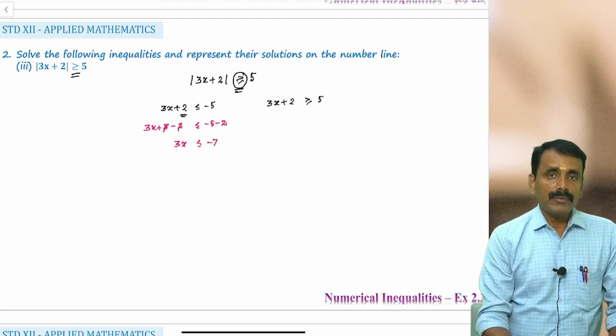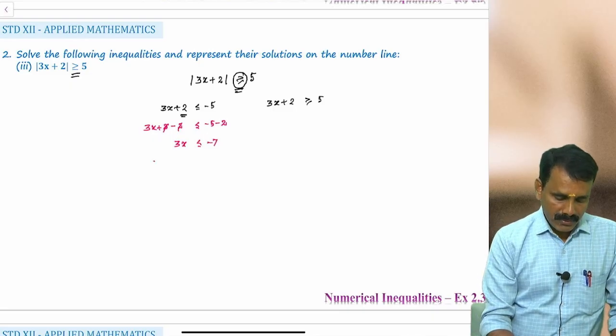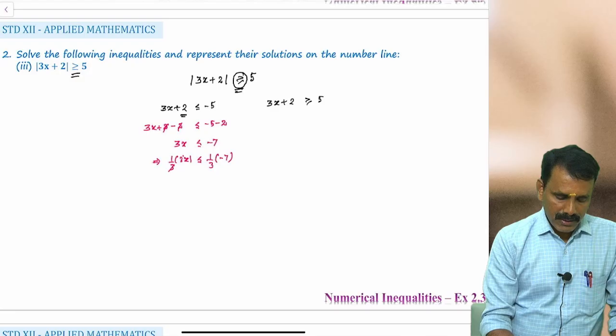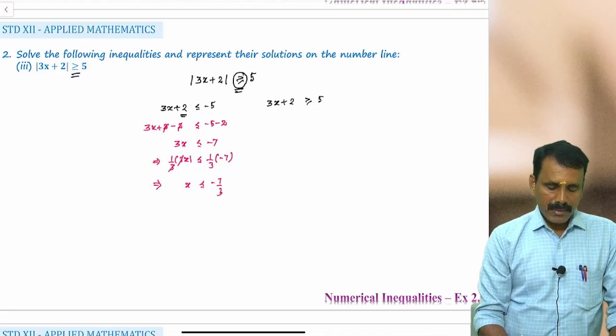Now I want to remove 3. So multiply by 1 by 3, multiplicative inverse of 3, less than or equal to 1 by 3 into minus 7. So 3 cancels now. So x is less than or equal to minus 7 by 3. This is one part.